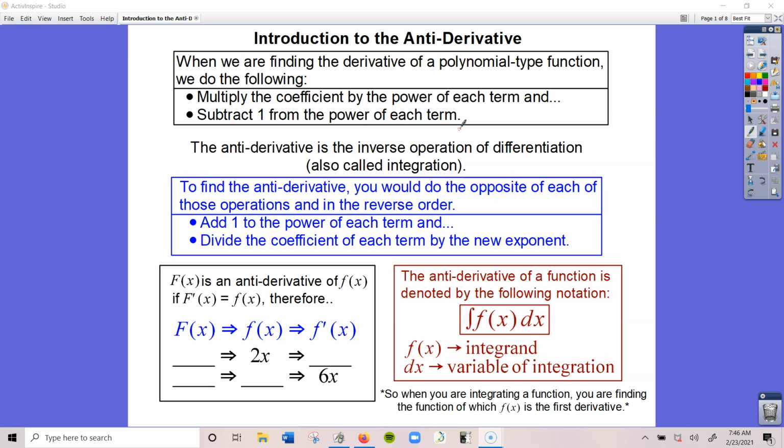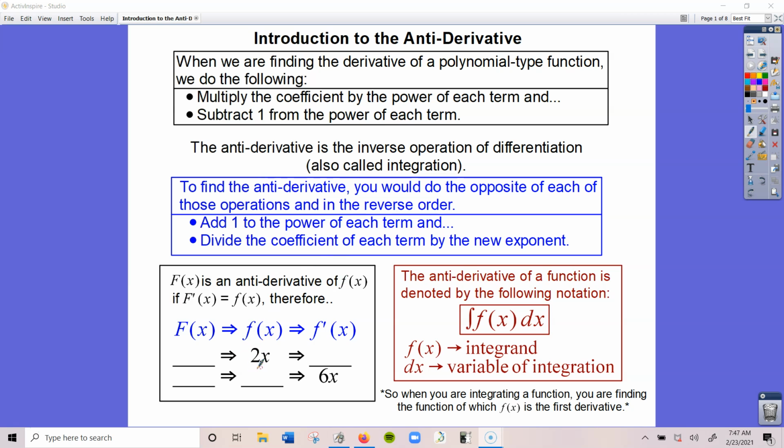Now with integration, you're doing the opposite of each of these operations and in the reverse order. So first we would add 1 to the power of each term, and then you divide the coefficient of each term by the new exponent. Let's look at these examples here. We have here our function f of x. If you were to go backwards and integrate it, that would make it capital F of x. And then if you were to go forwards, that's the derivative of f of x.